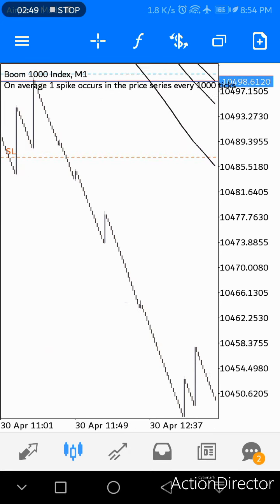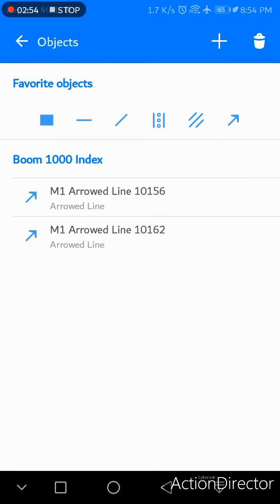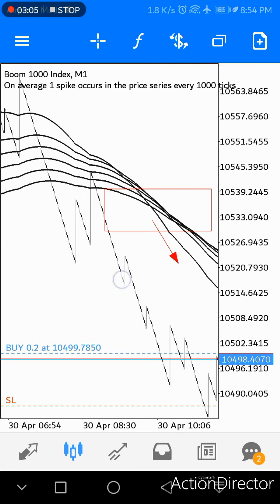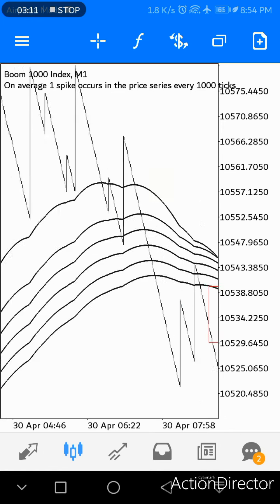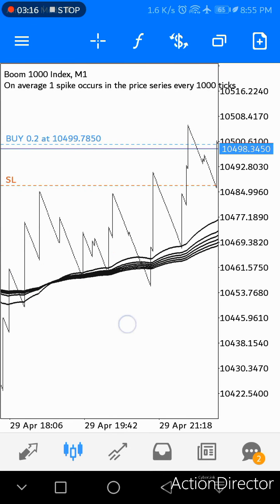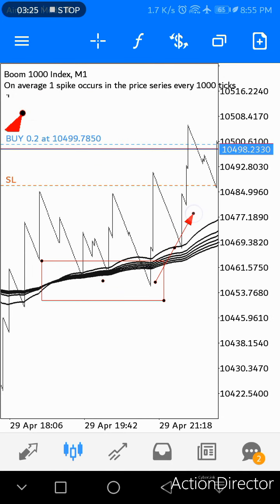The second thing I want to share: once the moving averages cross each other, as they just did here at this point, the downtrend started. So once the downtrend starts after the moving average crossover, go for a sell position. And for buy, once the moving averages cross each other and start going upward, at this point, it means the market will go upward.